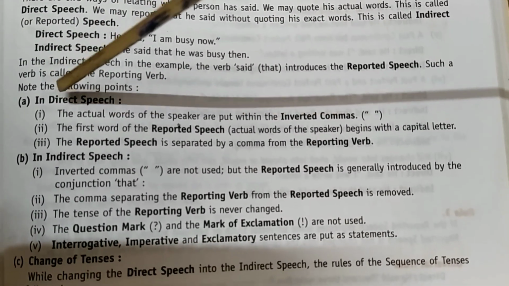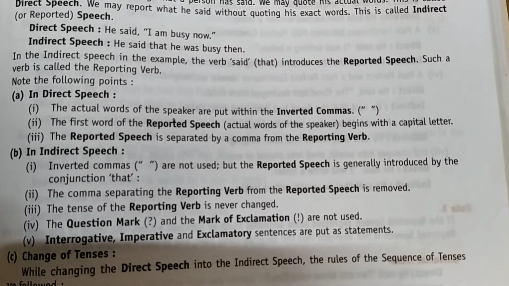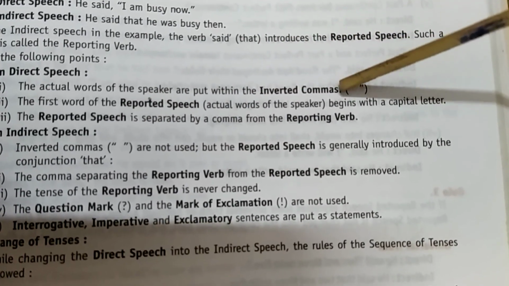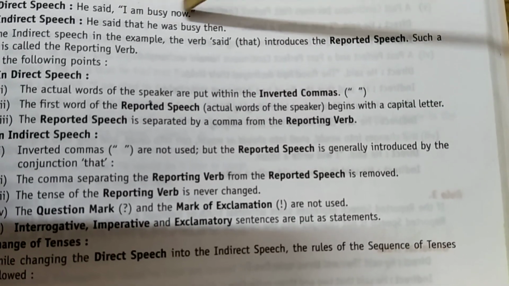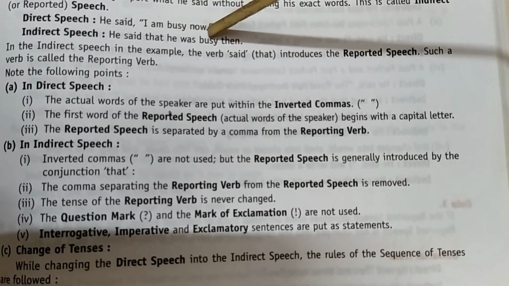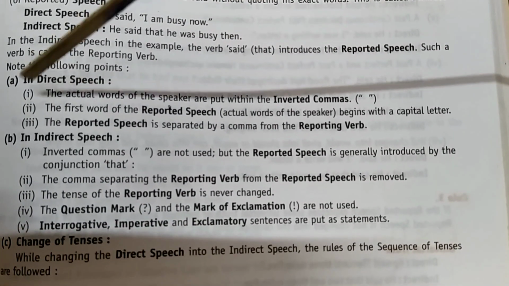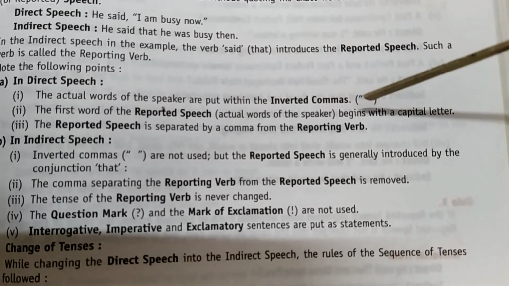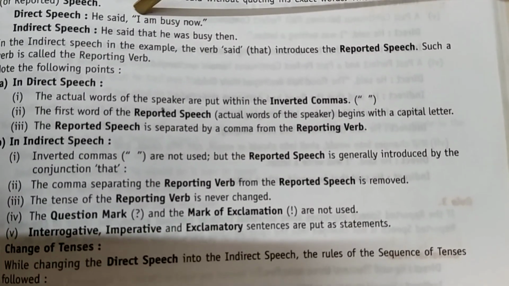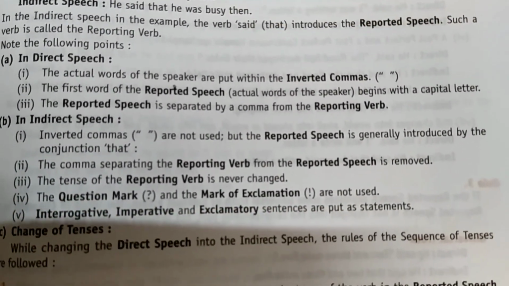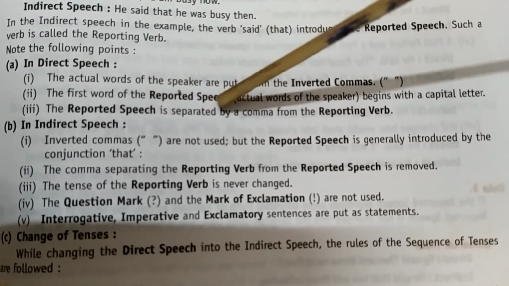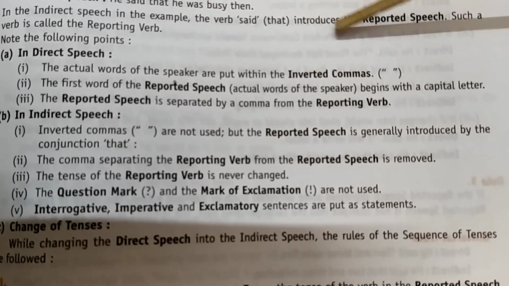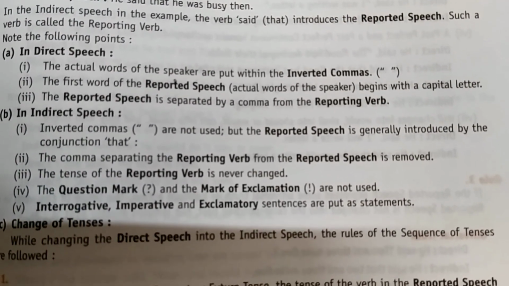In the direct speech, what do we have to take care of? The first one, the actual words of the speaker are put within the inverted commas like this, and exactly in which tense the speaker spoke the sentence. Second, the first word of the reported speech, which is the actual word of the speaker, begins with a capital letter, as you can see here. Third, the reported speech is separated by a comma from the reporting verb. See, all 3 points are being proven here.